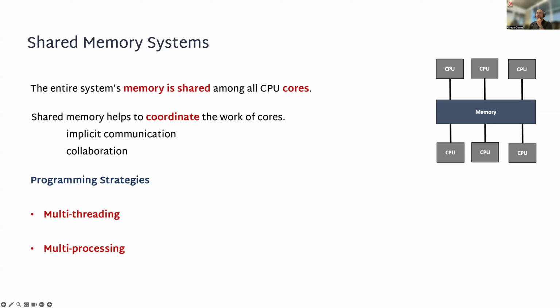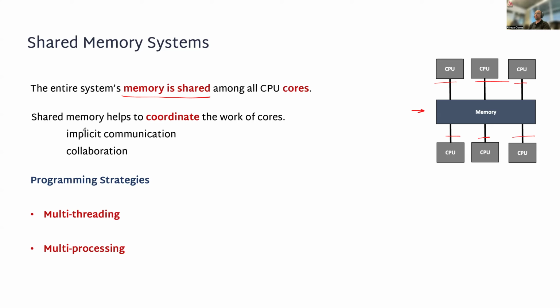Yeah. So in a shared memory system, the entire memory is shared among all CPU cores or all CPU threads, right? So you can see the diagram here. We have different CPU cores, and they are connected to a global memory address. So all of these CPU cores have access to this global memory space. And this can be quite helpful in some applications.